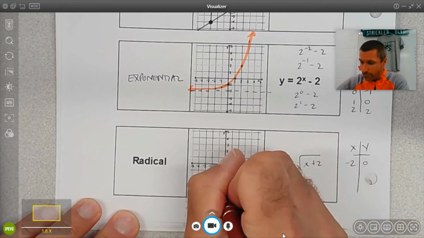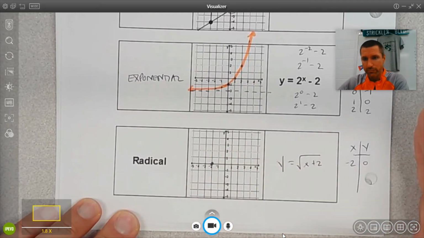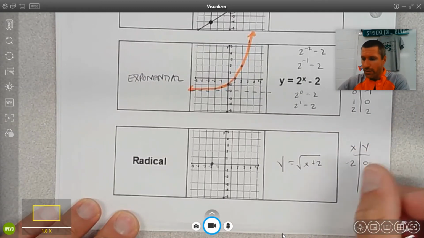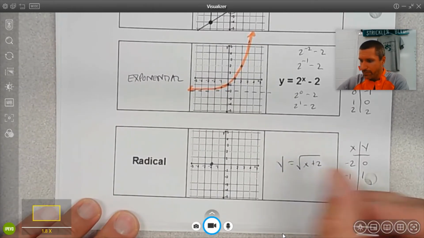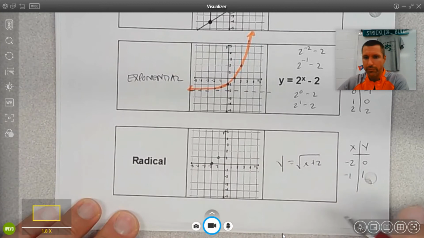So negative 2, 0 is where we exist, if you want to call that the beginning. And then we can go with negative 1. That's totally fine, because negative 1 plus 2 is 1, and the square root of 1 is 1. So negative 1, 1. Okay, here we go.